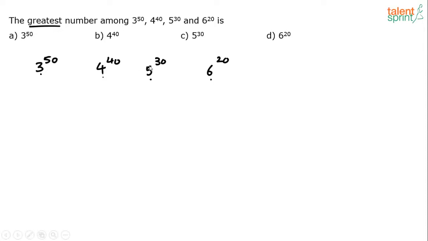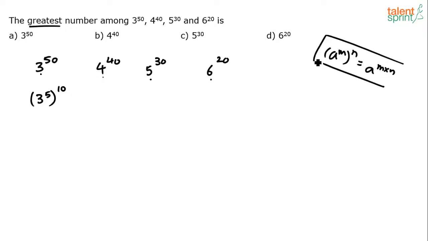But powers are also different. So one of these has to be made equal, right? You make the powers equal. You cannot change the base, but you can always represent the powers in such a way that the powers are equal with different bases. So what can be done? Simple. 3 power 50 can be taken as 3 power 5 whole power 10. Remember the logic. A power m whole power n is equal to a power m into n. So basically what we are doing here is 3 power 50. 50 is being taken as 5 into 10. So 3 power 5 whole power 10.